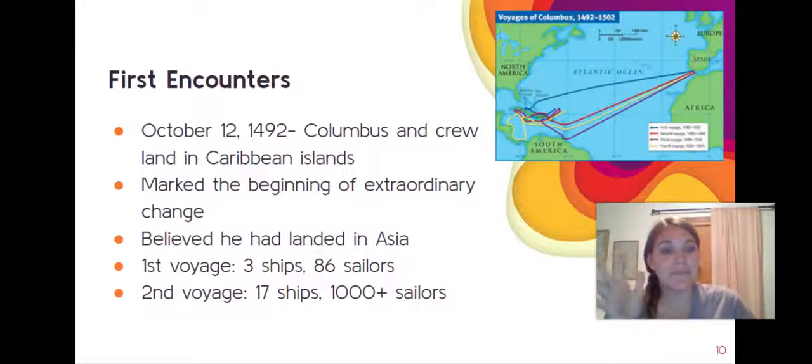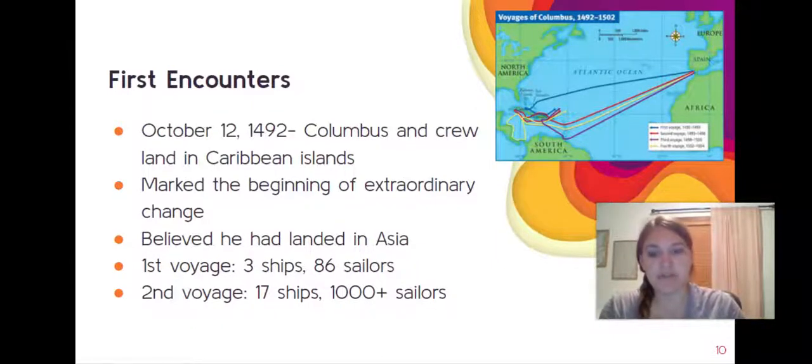But when he came back to Europe, he expressed that there was immense gold and amazing opportunities for wealth. And so his second voyage was much larger. It was financed by Spain. And so many, many more sailors came.